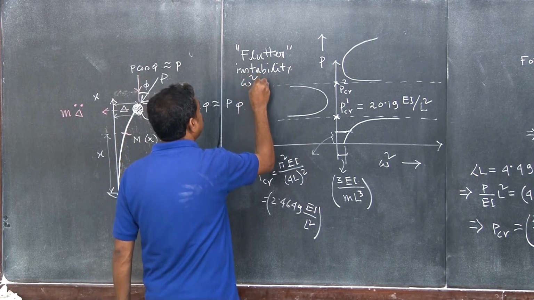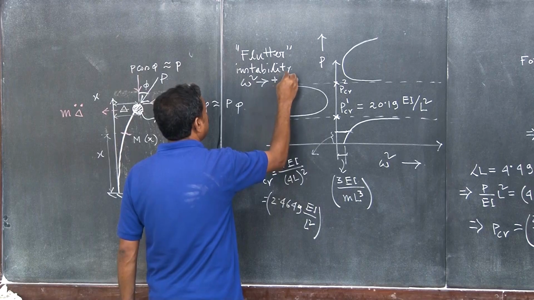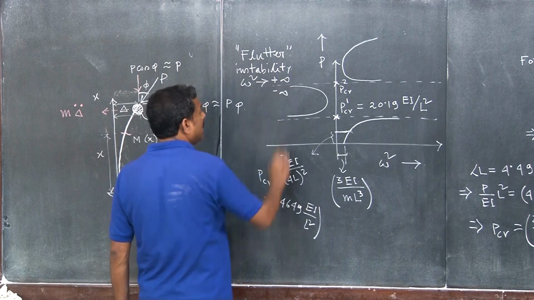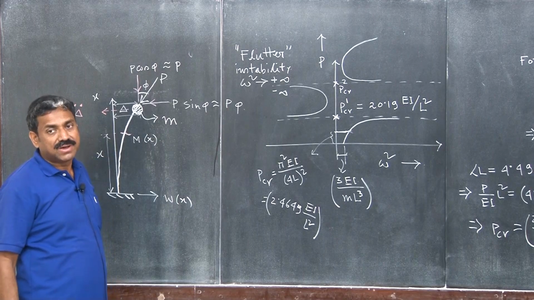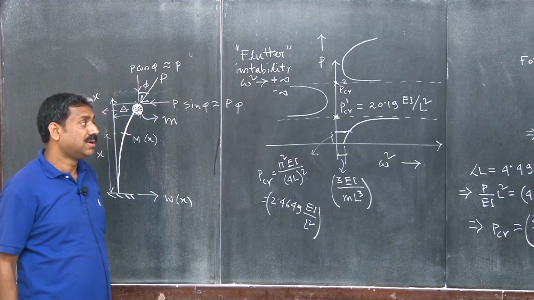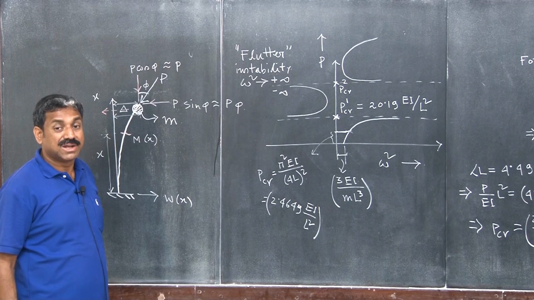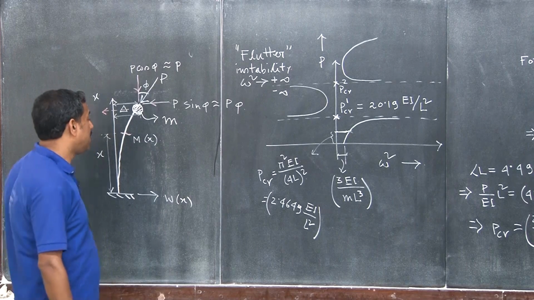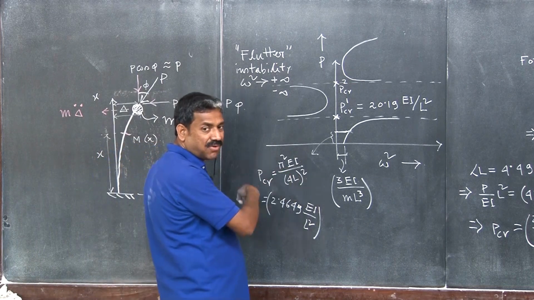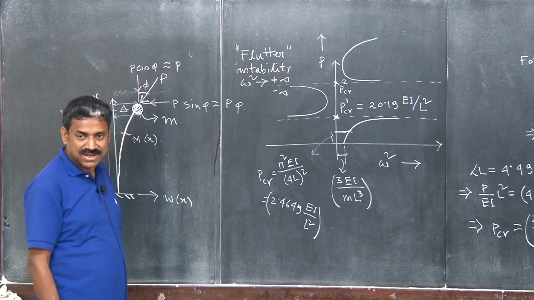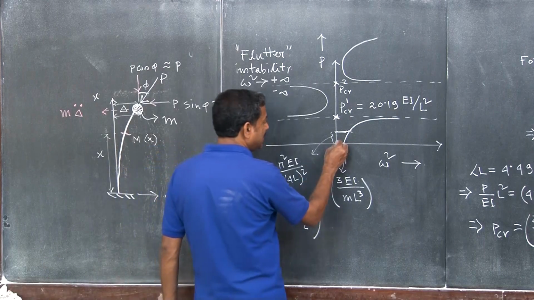Omega square tending to infinity, plus or minus, okay? Flutter instability. And omega tending to 0 is called divergence instability, which I will talk about later. What is divergence? You have done this, so you understand flutter instability, and why a follower force causes flutter instability, right? Now what is this?